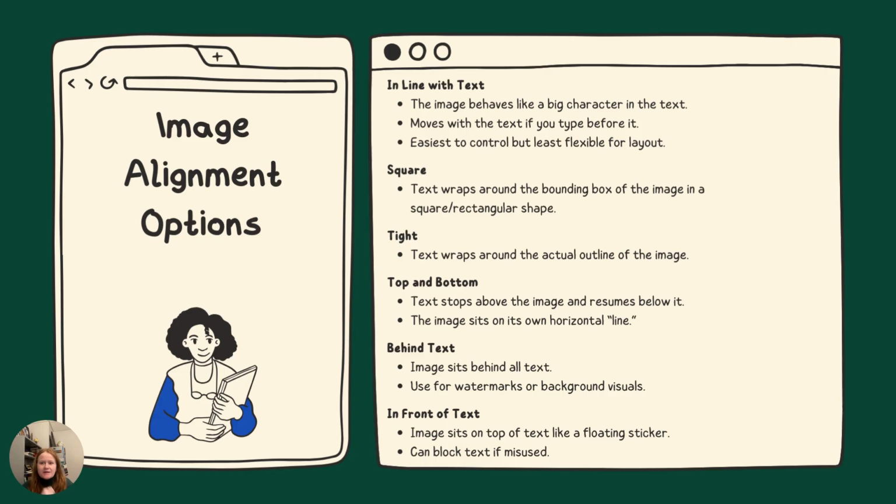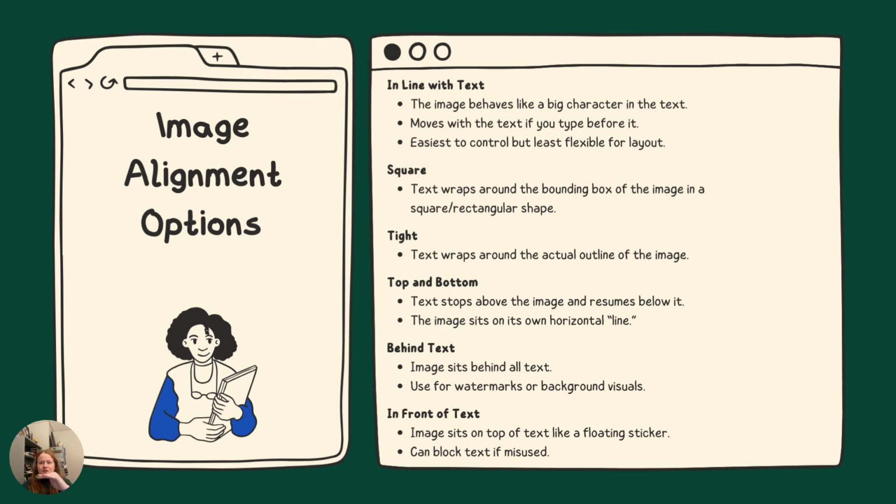So inline with text is probably going to be the most commonly used, and it basically is just like another word in your line. So it stays on the same line. If the image is really big, then you're going to end up with a lot of white space there. So you could also have it like tight, so it's wrapped around the actual outline of your image.